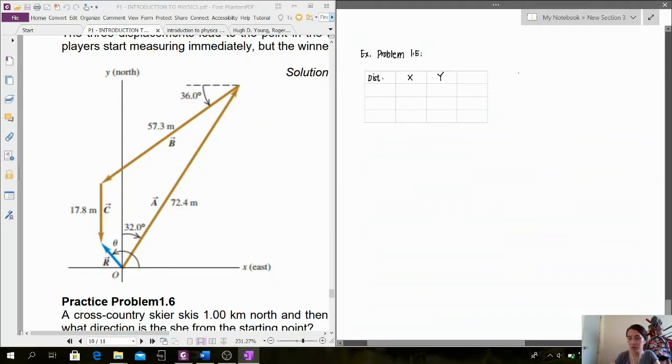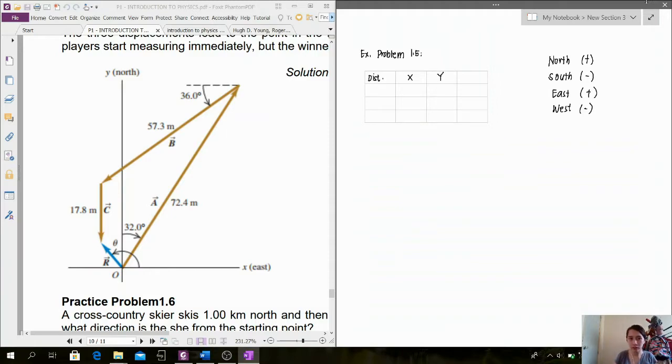So first, let us assign some sign conventions. We have north as positive and south as negative. Let us set east as the positive x direction and west as the negative x direction.